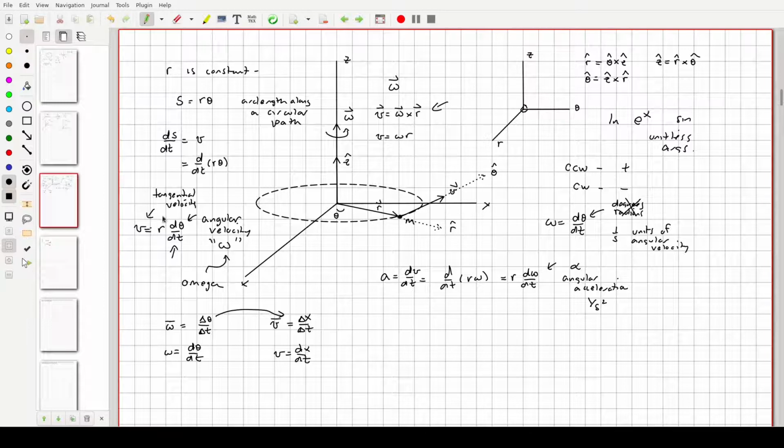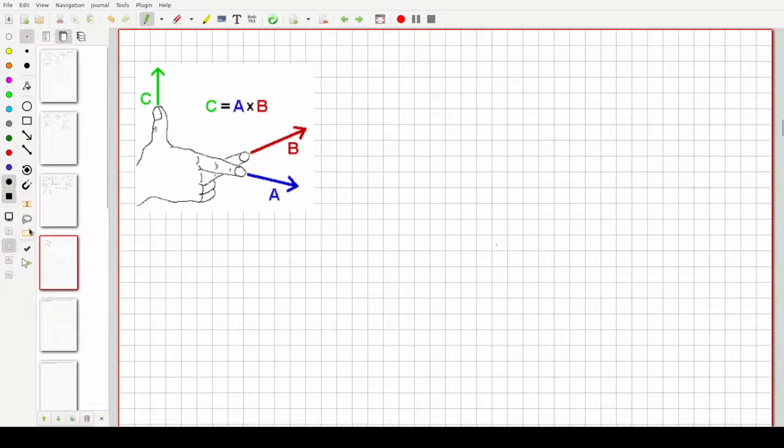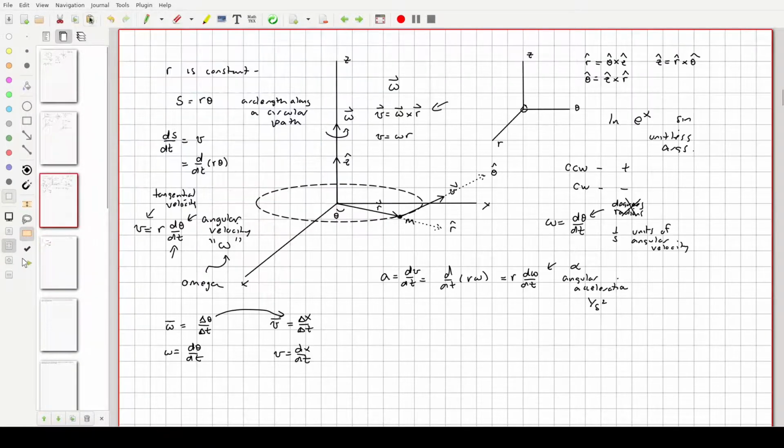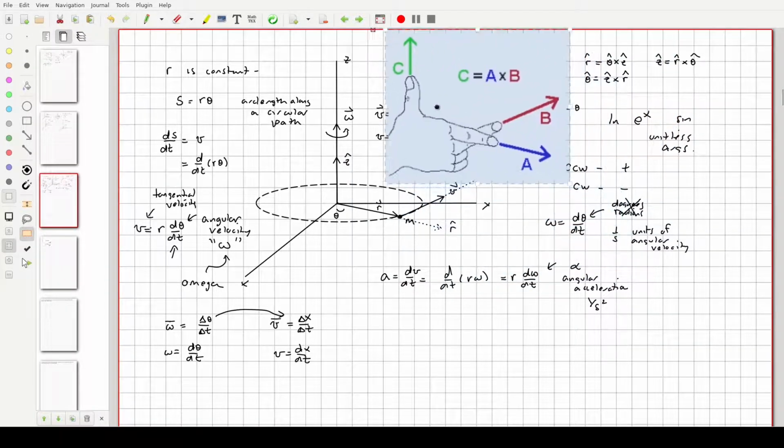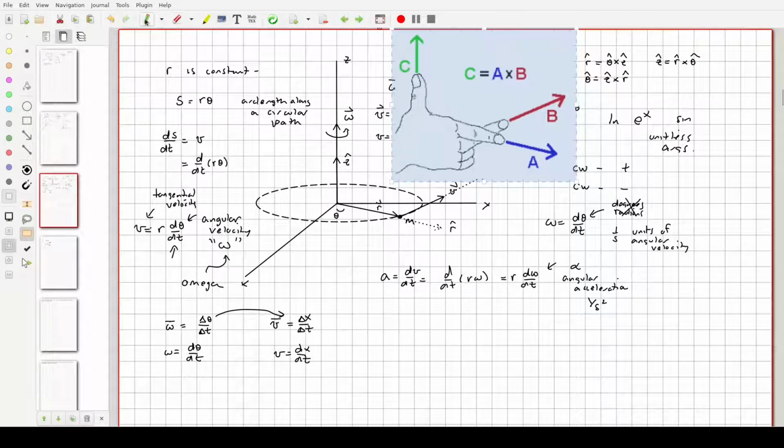So, how do you remember that? Well, there's this thing called the right hand rule. Okay, so let me copy this and bring it over here. And I want you to take a look at the direction of r, which would be along A, the direction of v, which would be along B, and the direction of omega, which is along C. This follows a standard right-hand rule.